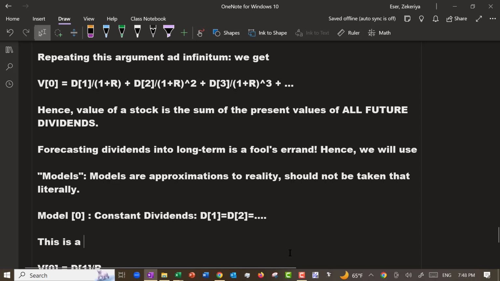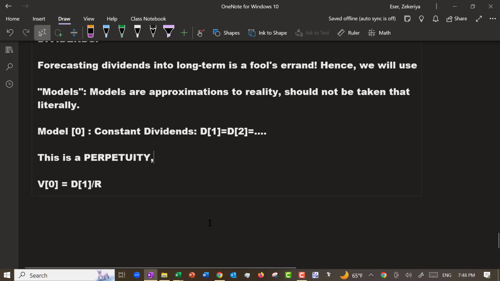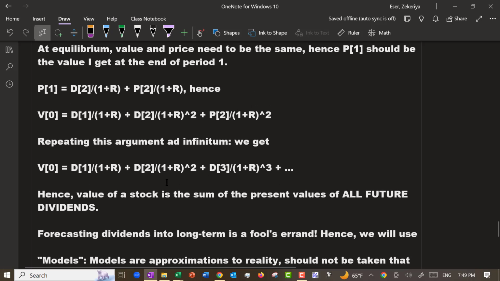Model 0 or Model 1: dividends grow at a constant rate of G. That means dividends at T plus 1 equals dividend at T times 1 plus G. If it's 5% and you had a $1 dividend last year, this year you expect $1.05. Next year, $1.1025, and so on and so forth.